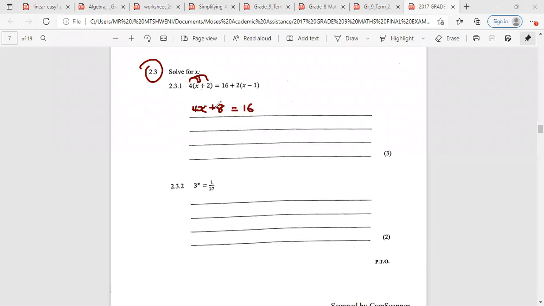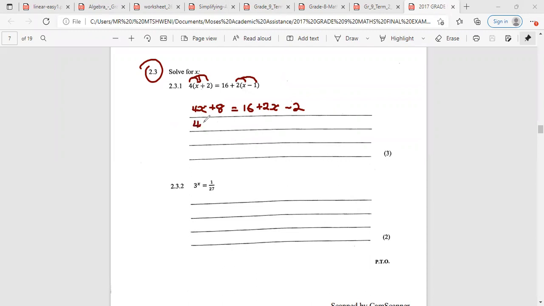When the value is attached to the brackets, you don't say 16 plus 2, but you allow it to apply a 4, you multiply first. Positive 2 times x, you get a plus 2x. Note the sign. Positive 2 times negative 1, get a negative 2. Then from here, you group your like terms. All the x values to your left-hand side and all your values along to the right-hand side.